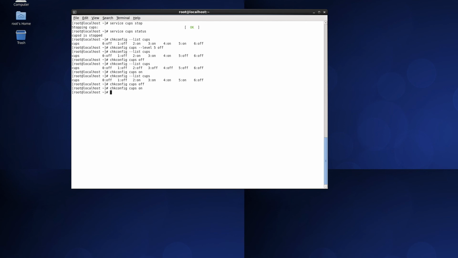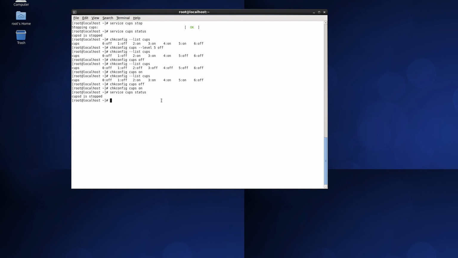Okay, so it's on. It has no effect on whether cups is running right now. It's all for startup. Service cups status, and it'll still say it's stopped because I stopped it right now. But if I reboot the computer and I go back into run level 5, then it would start it again from scratch because it's set to be on by default. See this? So I hope that makes sense.